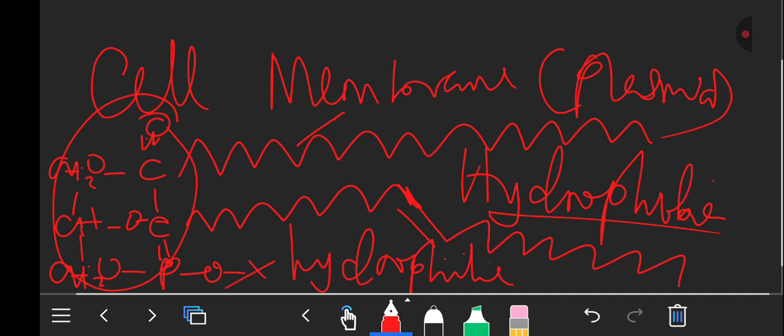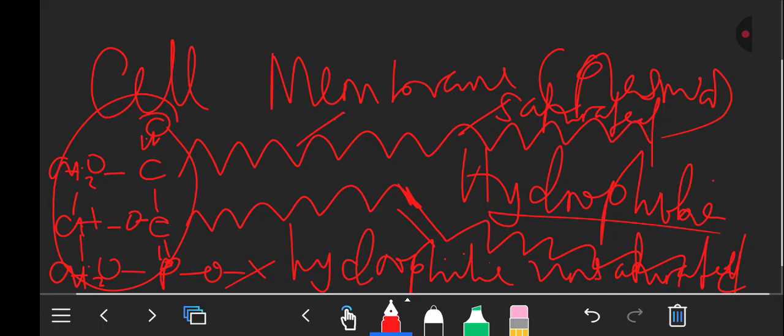And we understand that this tail is saturated because you can't see any double bond, but this one is kinked, it is unsaturated due to the presence of the double bond. And because this cell membrane is both hydrophobic and hydrophilic at the same time, it can be termed amphipathic, because an amphipathic substance is that substance which is both hydrophobic and hydrophilic at the same time. So it is very important for us to understand that.